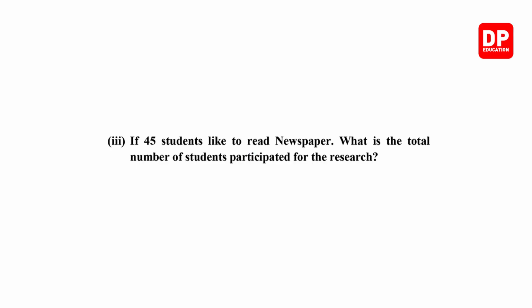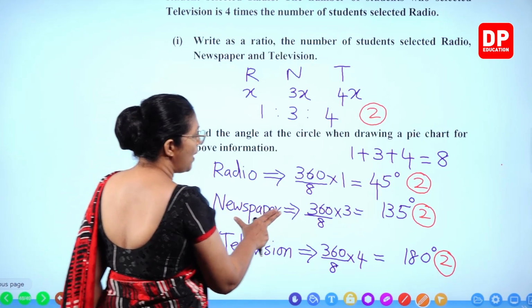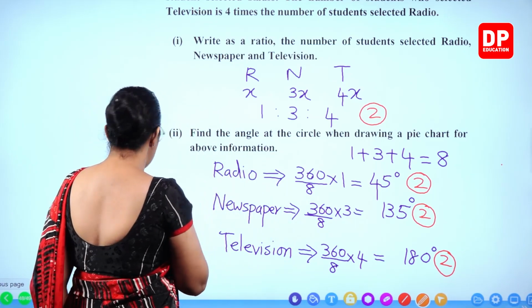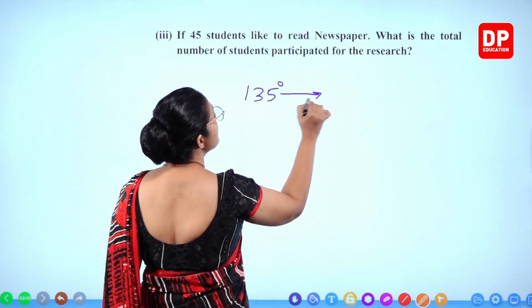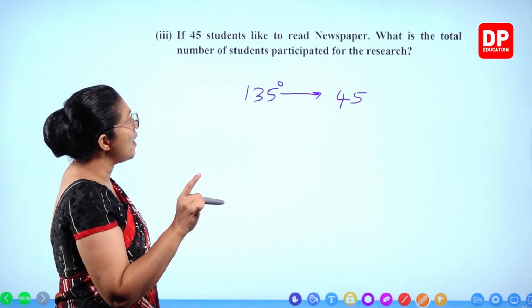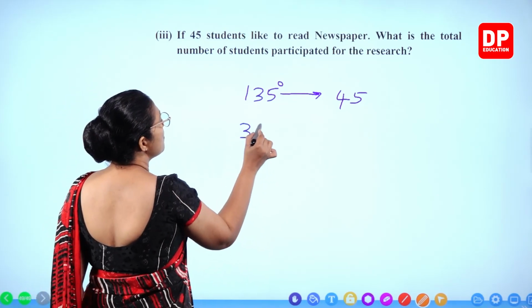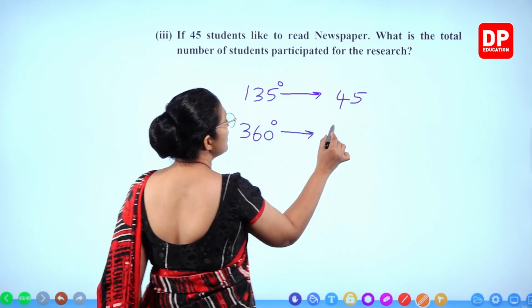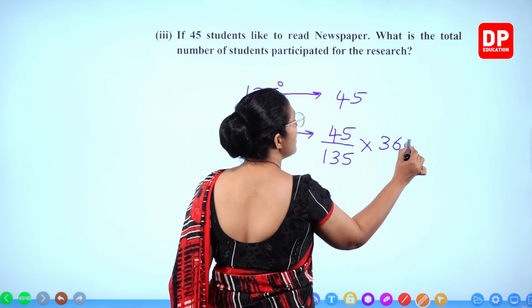Then the last part: if 45 students like to read newspaper, what is the total number of students who participated in the research? 45 students for newspaper. So newspaper is 135 degrees. So you can check that 135 degrees represents 45. They are asking what is the total number of students who participated in the research. So that's 360 degrees, which means the total. So you have to divide 45 by 135 and multiply by 360.